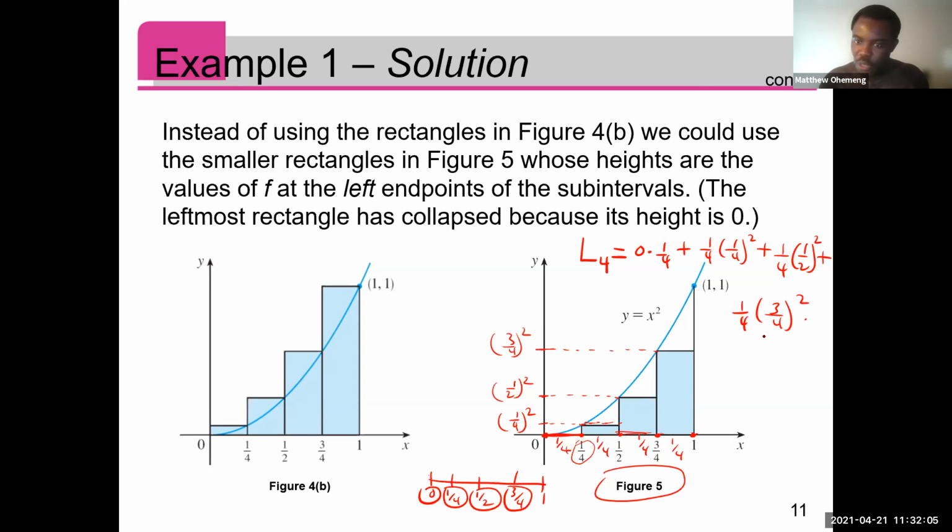As you can see, for left endpoints, there are gaps in there. This was not accounted for, this was not accounted for, that was not accounted for. Now the function is increasing. Whenever the function is increasing, the left endpoint approximations will give us an underestimate.